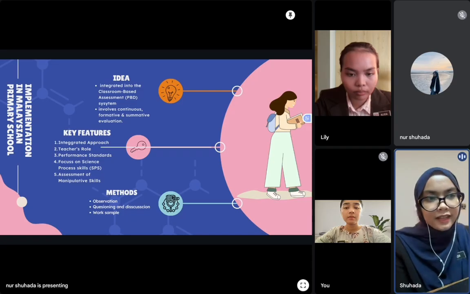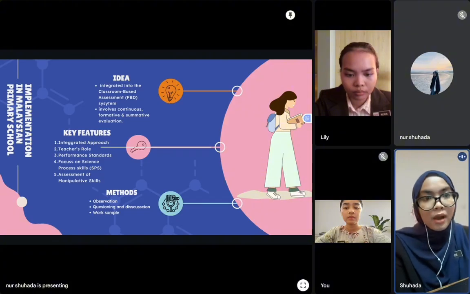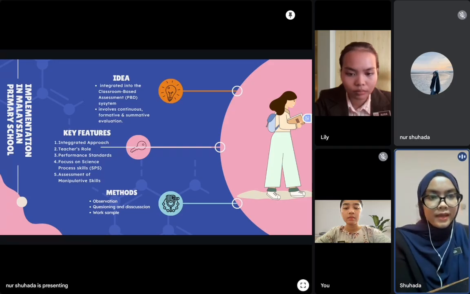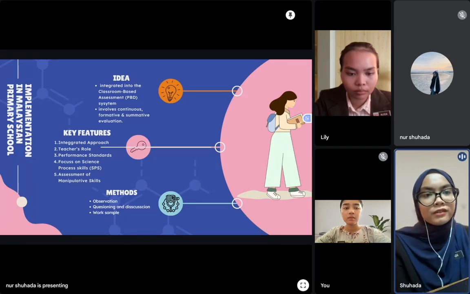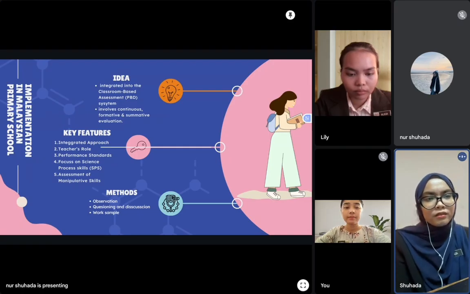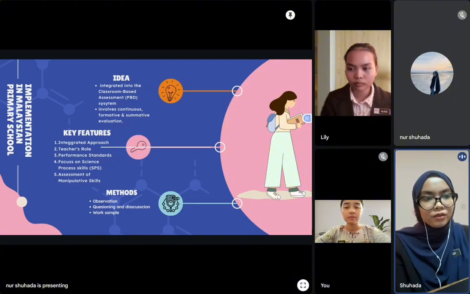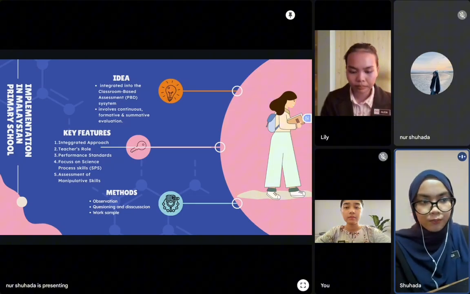Next, the key features of the assessment implementation. First, integrated approach. Scientific skills are not assessed in isolation but are embedded within practical work and inquiry-based learning activities across various science topics. Next, teachers' role. Teachers play a crucial role in planning, conducting, and monitoring student assessment. They make professional judgments about student mastery level based on ongoing observation and interaction in the classroom.